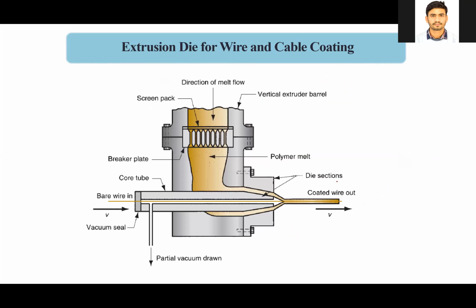All right, next, extrusion die for wire and cable coating. Did anyone visit the cable industry? Then you must have seen how the wires are coated in there. It is inside a chamber. In BRB cables, we saw that.